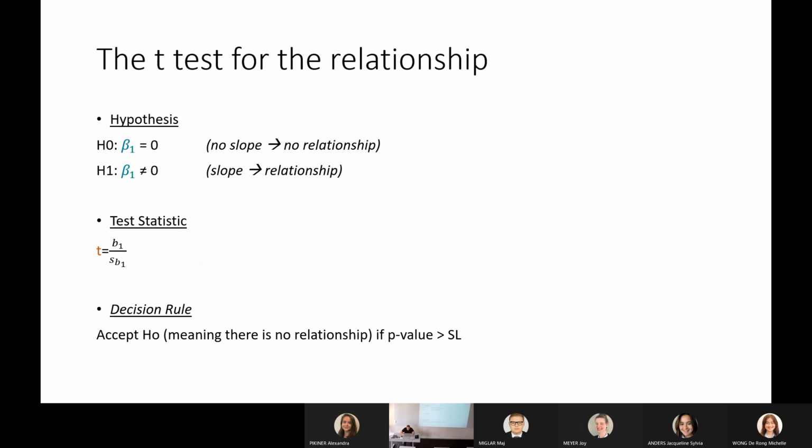For the t-test for the relationship, it always has the same hypotheses, right? H0: there is no slope, so no relationship. H1: you want to prove that there is a slope which is not zero, so there is a relationship. The decision rule is once again very simple: you accept H0 if the p-value is higher than the significance level. We'll see where you can find the p-value.